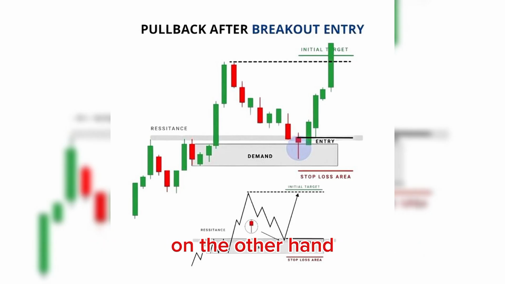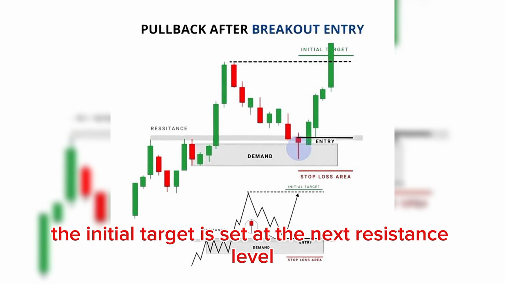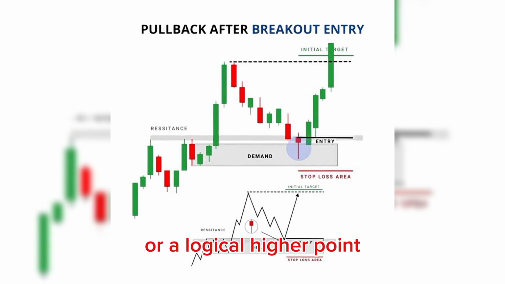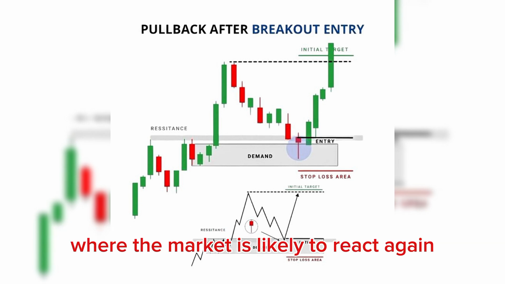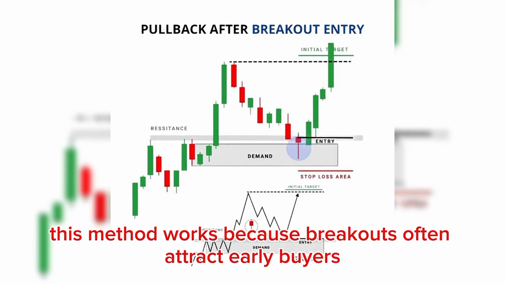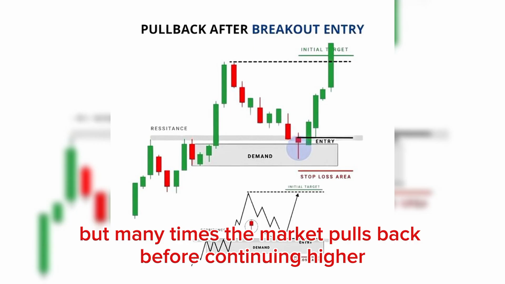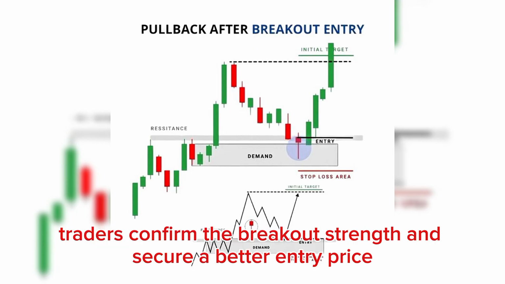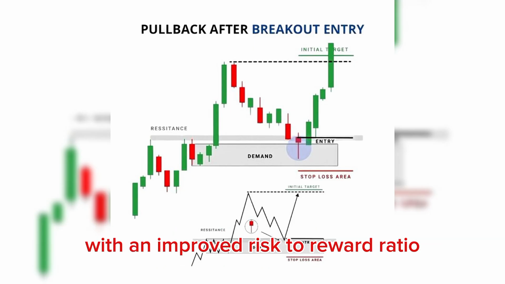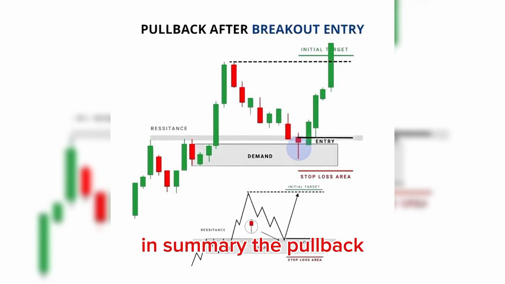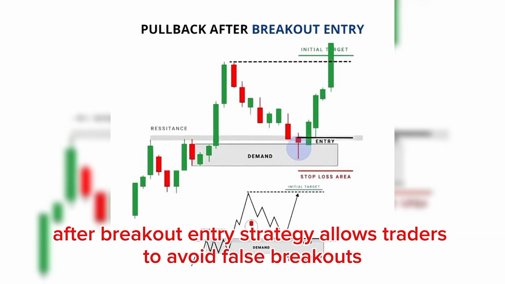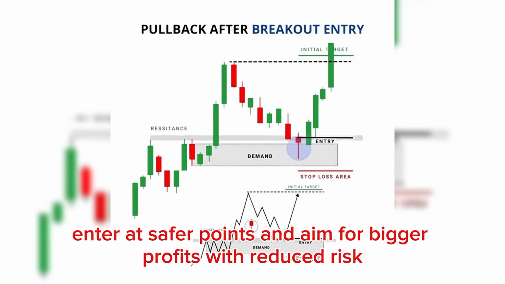On the other hand, the initial target is set at the next resistance level or a logical higher point where the market is likely to react again. This method works because breakouts often attract early buyers, but many times the market pulls back before continuing higher. By waiting for the pullback, traders confirm the breakout's strength and secure a better entry price with an improved risk-to-reward ratio. In summary, the pullback after breakout entry strategy allows traders to avoid false breakouts, enter at safer points, and aim for bigger profits with reduced risk.